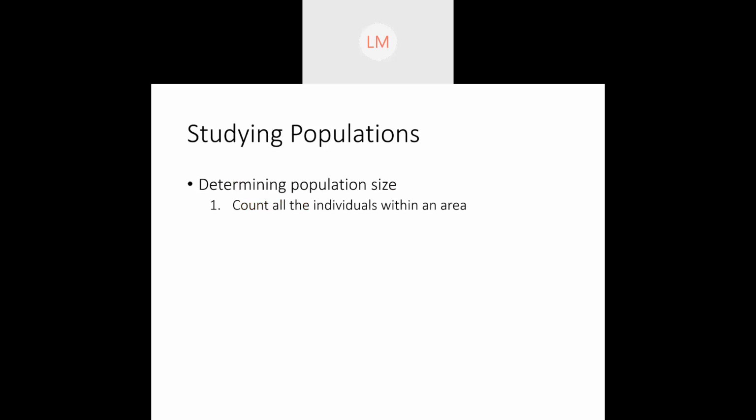So when it comes to determining the population size, probably the most obvious way to do this would just be to go out and count them all, right? We'll just go out, we'll count everybody in the population, and then we'll know what our population size is. But this is not a feasible thing to do. Just logistically speaking, you're never going to see every single organism, and it's just going to take too much time. It's just not worth it.